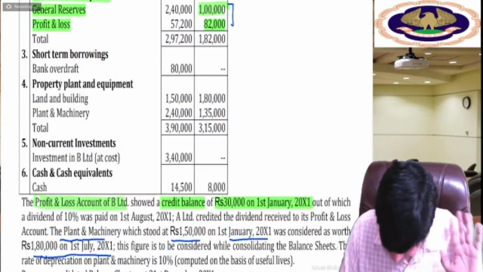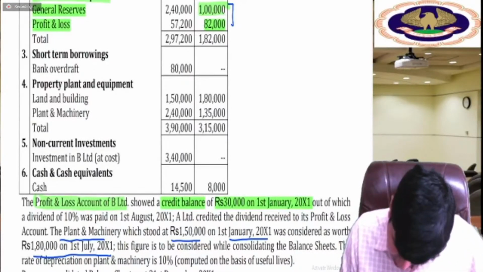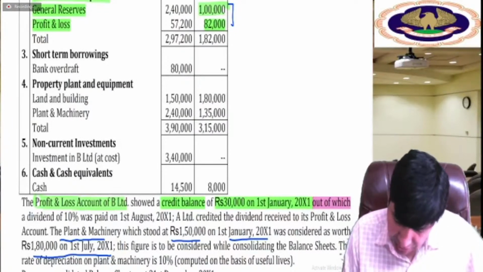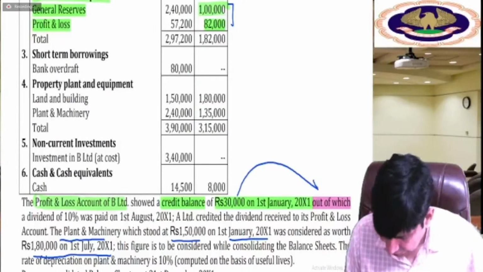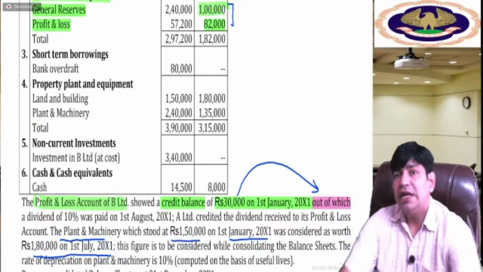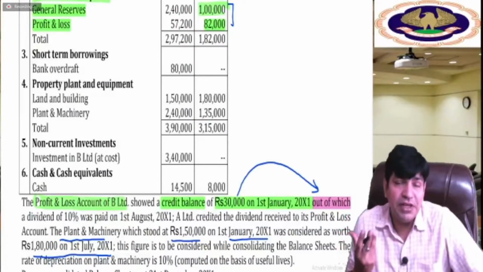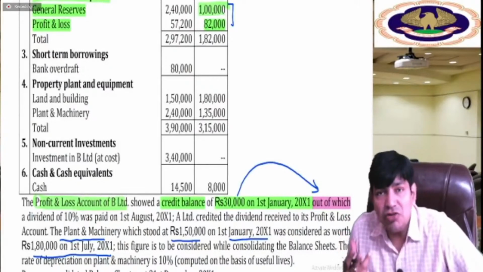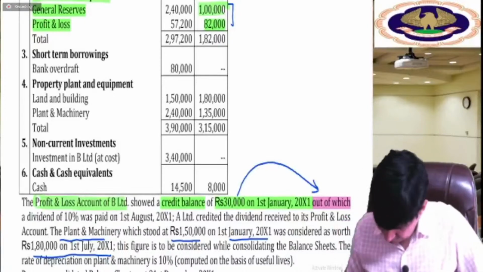Now, I'm going to ask you one thing. Beta, the question is saying one thing which is very, very important regarding the dividend. The question is saying "out of which", what does it mean? Out of 30,000 or not? Tell me fast, everyone, I am waiting for an answer. The question is saying the dividend has been paid 10% on 1st August. Out of which means out of 30,000 or not? Is this clear to you or not? Tell me, everyone.